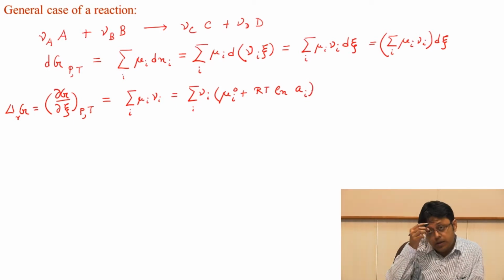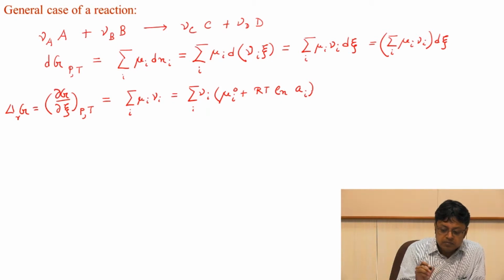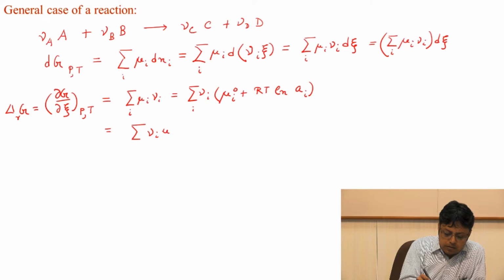Now if we write it in this way, see the beauty here. Before expanding it, we can also write it in terms of just the summation notation. You see here that I can write it in two different terms. One is the sum over all the mu i zeros, and the other one is the sum over nu i ln a i, where RT is a constant and we can keep it outside.